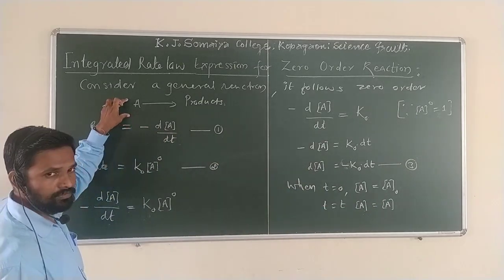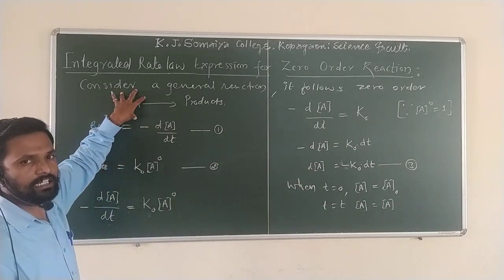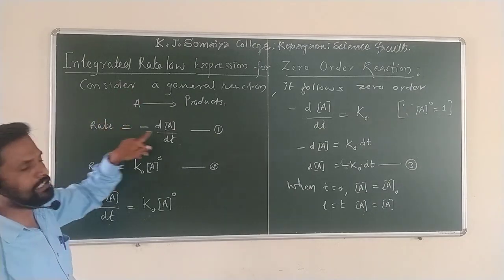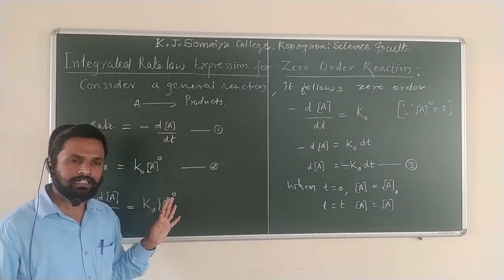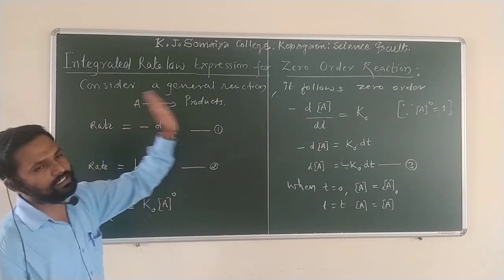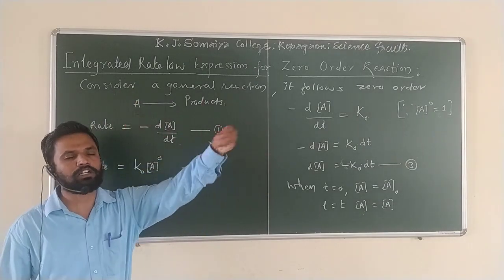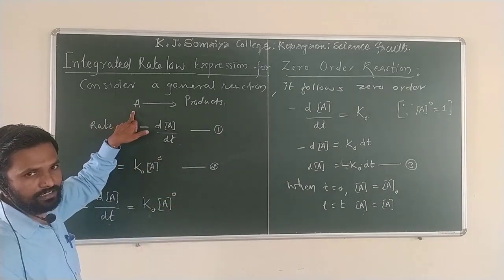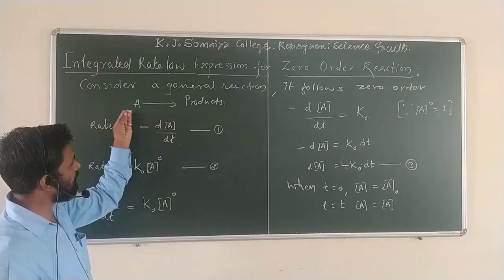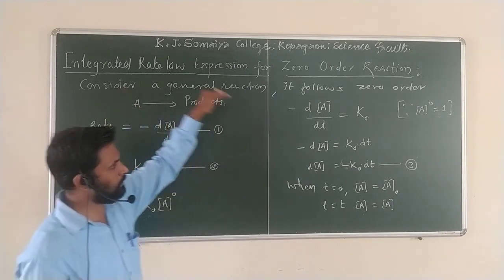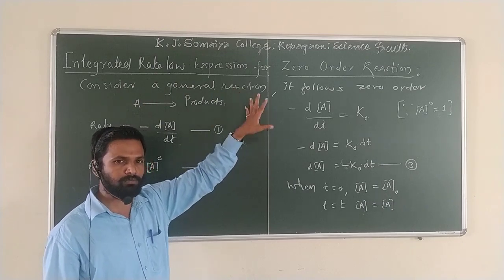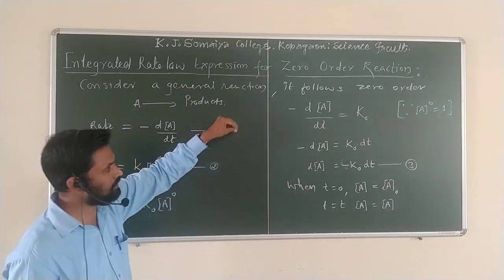When t equal to 0, that is the initial concentration. Let us consider 100 moles are there. After 10 minutes, let us consider t equal to 10 minutes, the reaction has started. Some molecules are converted into the product. Let us consider 10 molecules are converted into the product, which means 10 moles of the product is formed.